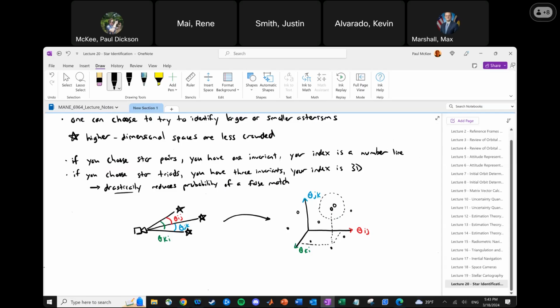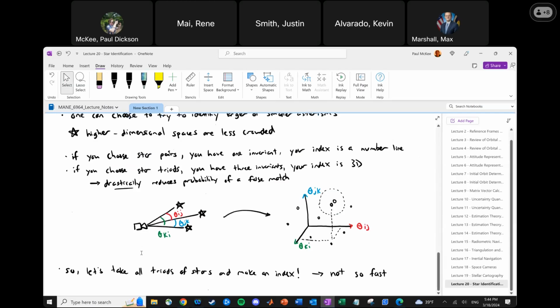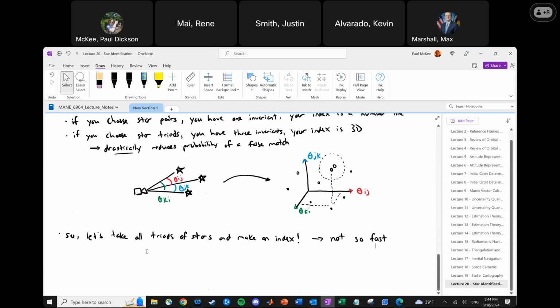So you might be thinking, let's get the show on the road. Let's just take all triads of stars and make an index. And to that, I would say, not so fast. Some of y'all might already be noticing the problem with this. There's a lot of stars, and there's a lot of star pairs. It's roughly the squared number, not exactly n squared, but similar to n squared. It's going to be similar to n cubed number of star triads, not exactly.